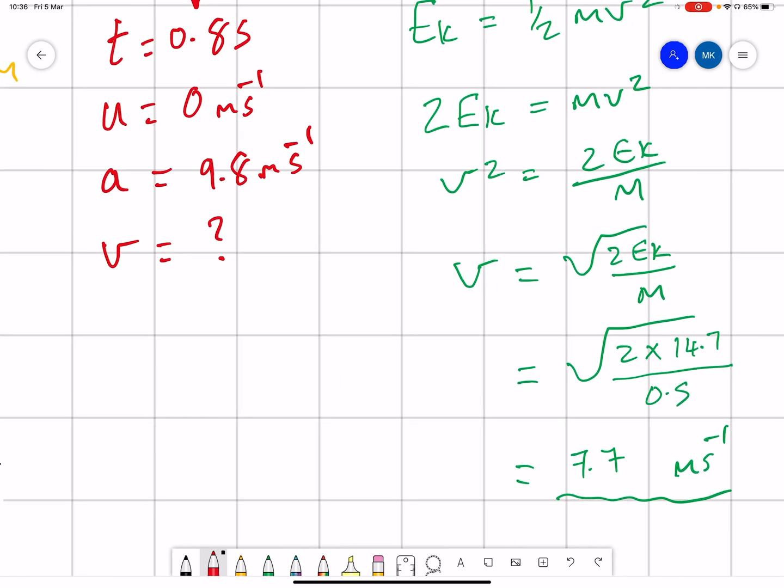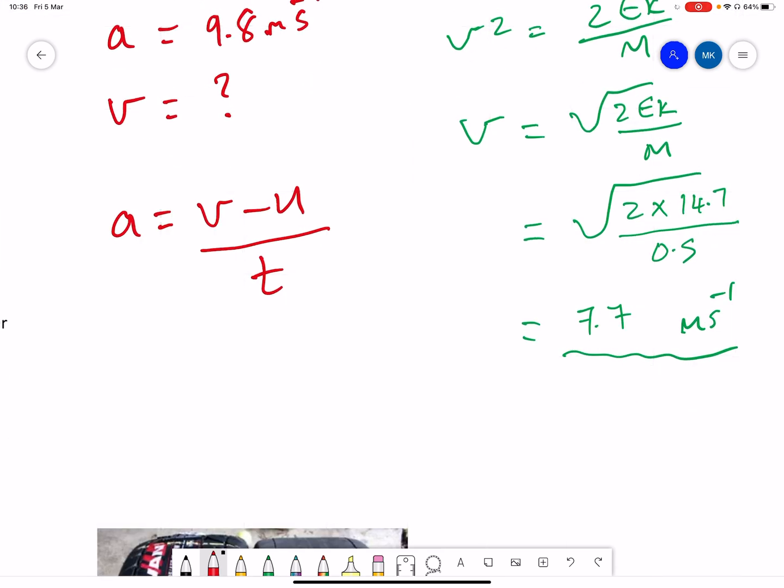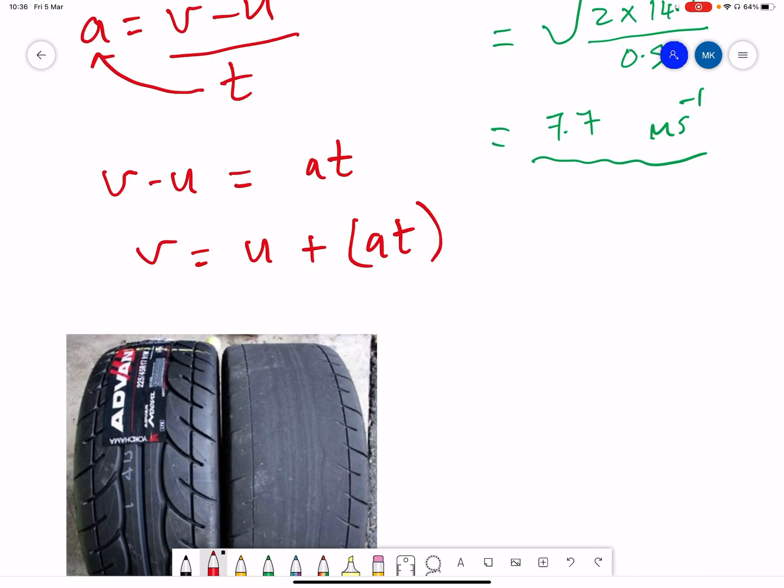That's just the acceleration equation. So a equals v minus u over t. We want to try and find v. So once we rearrange that, if we move t up here, v minus u equals at, v equals u plus at, which is just 0 plus a times t, 9.8 times 0.8 seconds, which gives us 7.7 meters per second again.